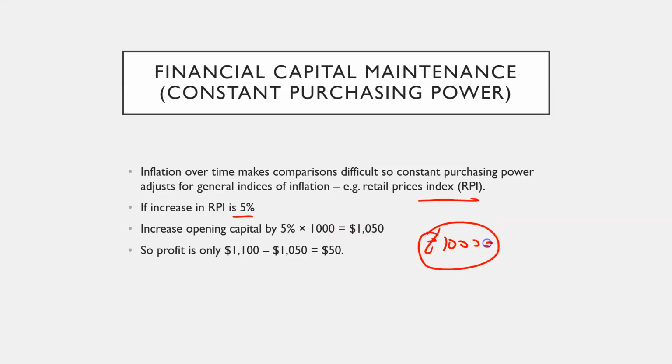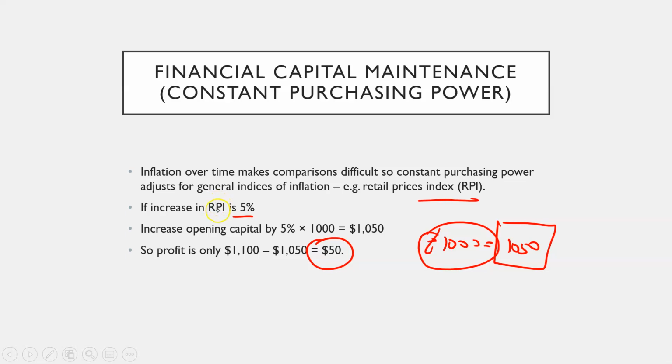Really, you need to increase your opening capital to 1,050 to keep up with this inflation, to protect you, so that in a time of inflation, your capital continues to maintain its value. So this is referred to as financial capital maintenance. It means you can only really give out profit of £50, because we need to make sure that our profit is in line, or indexed, with inflation. That's what we're doing here. And this is the constant purchasing power method.